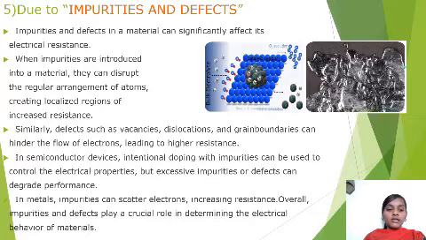Next, we are going to discuss metals. In metals, impurities can scatter electrons, increasing resistance. Overall, impurities and defects play a crucial role in determining the electrical behavior of materials.